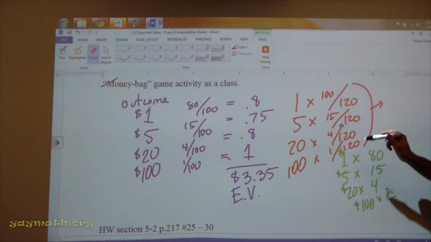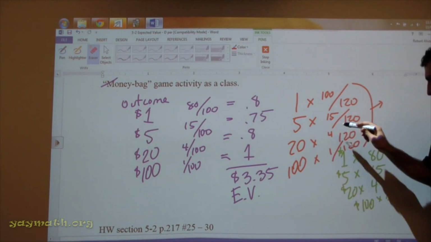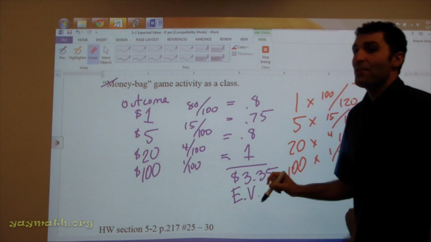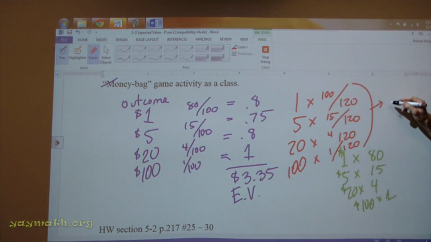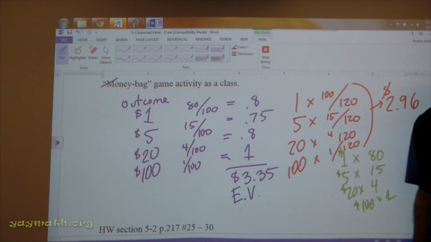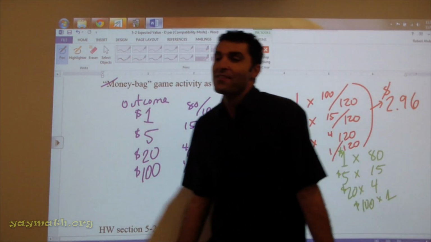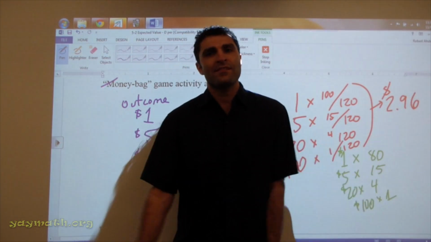It's almost $3. 2.95 something. 2.958, so 2.96. Okay, so we drove the price down. Now we can charge $3 and just sit back and wait over years and years.